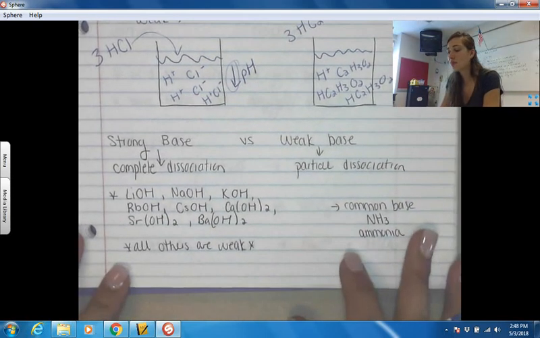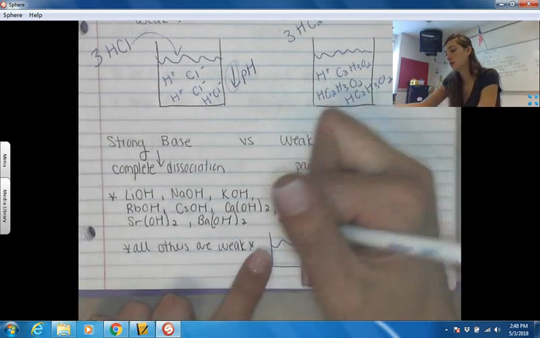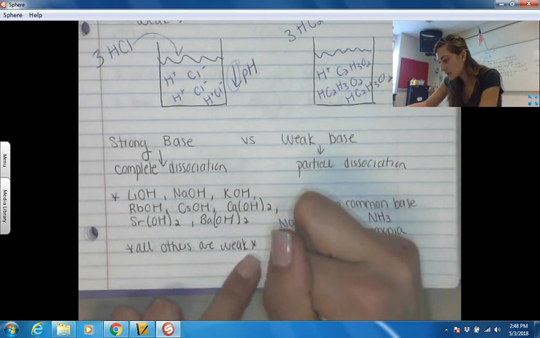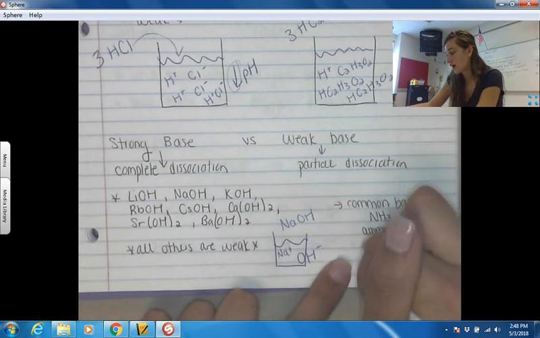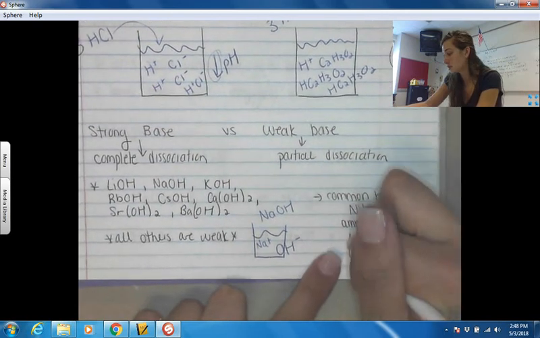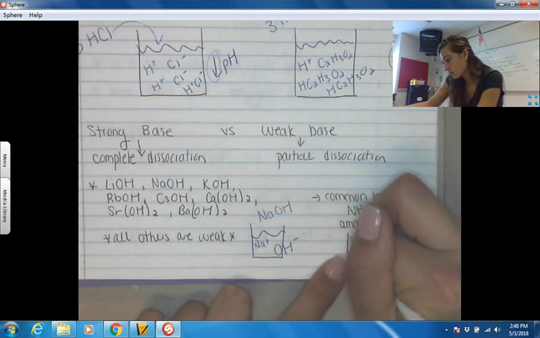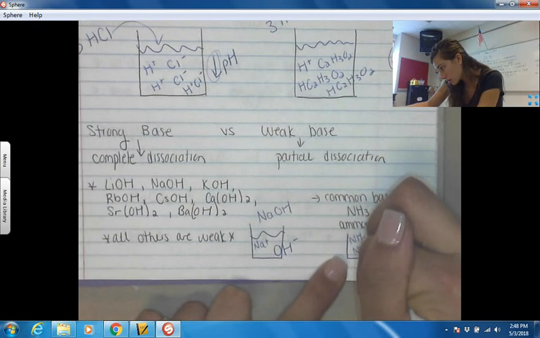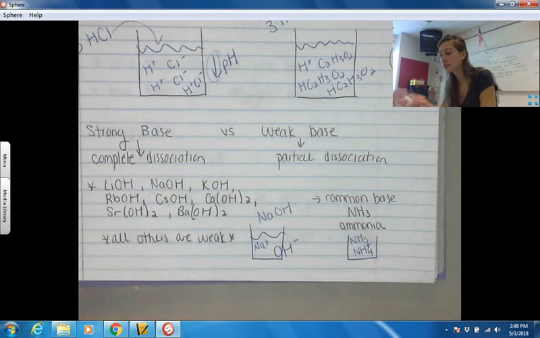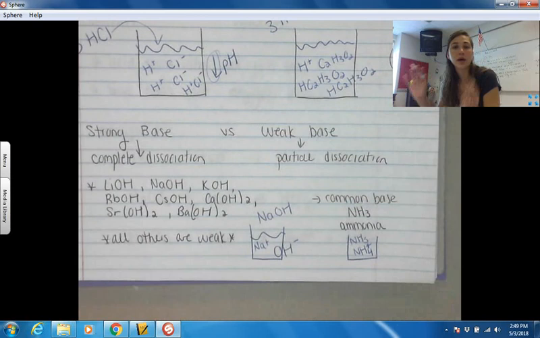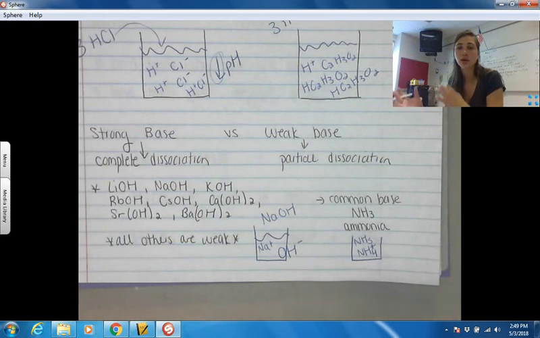And again, the same thing happens if we were to put, for instance, NaOH into a beaker of water. Every single one of them is going to break up into our sodium ion and our hydroxide ion. Whereas if we were to put ammonia into a solution, some of them will stay together and others of them will gain a hydrogen and become NH4+. So that's the difference between a strong base and a weak base: just the number of bases that are breaking apart or forming new compounds.